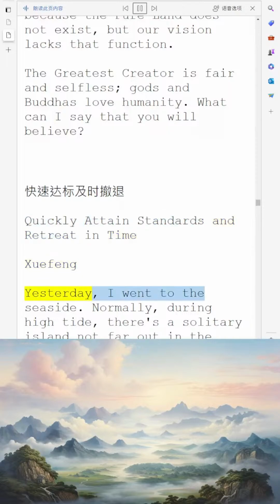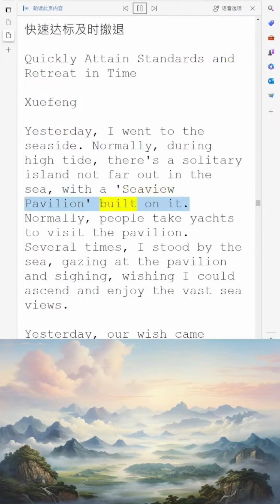Xiefeng. Yesterday, I went to the seaside. Normally, during high tide, there's a solitary island not far out in the sea, with a sea view pavilion built on it. Normally, people take yachts to visit the pavilion. Several times, I stood by the sea, gazing at the pavilion and sighing, wishing I could ascend and enjoy the vast sea views. Yesterday, our wish came true.